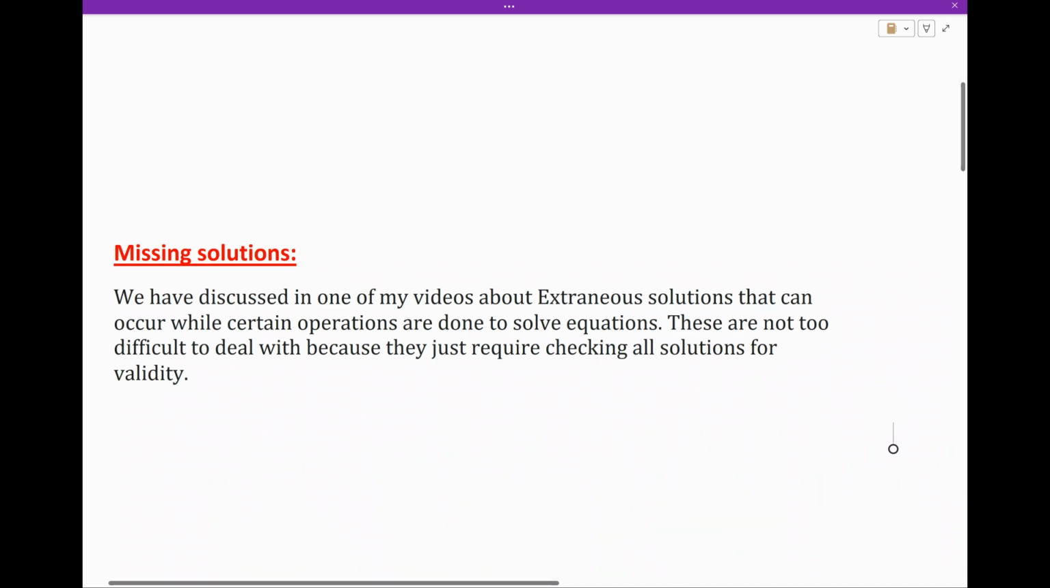In this video, we will discuss what missing solutions are and how they come about. We have discussed in one of my videos about extraneous solutions that can occur while certain operations are done to solve equations. These are not too difficult to deal with because they just require checking all solutions for validity.